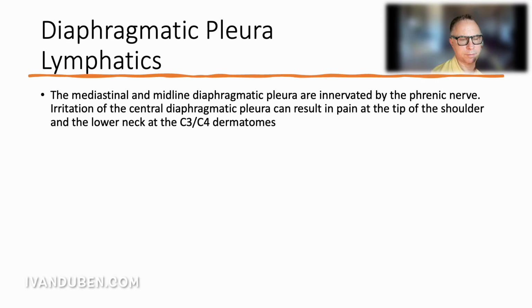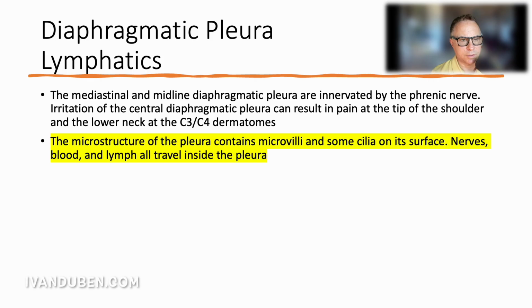Looking at the diaphragmatic pleural lymphatics, the mediastinal and midline diaphragmatic pleura are innervated by the phrenic nerve. Irritation of the central diaphragmatic pleura can result in pain at the tip of the shoulder and the lower neck at the C3, C4 dermatomes. That's going to occur on the left side of the body, typically.